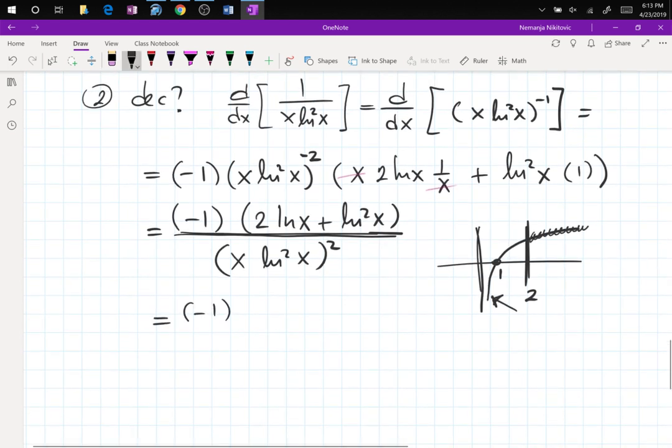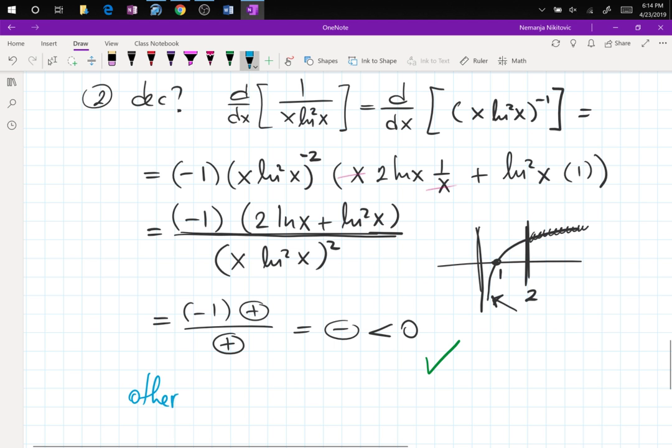what you have is negative 1 times a positive value divided by a positive value. All together it is a negative value, less than 0. Well, we know that's decreasing. So we put the green check mark there because it is decreasing, because we got the negative derivative on the entire domain. So that's one of the ways to take the derivative. The other way to get the same thing would be to define a_n plus 1.